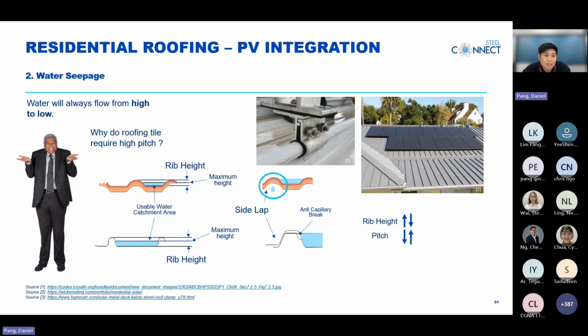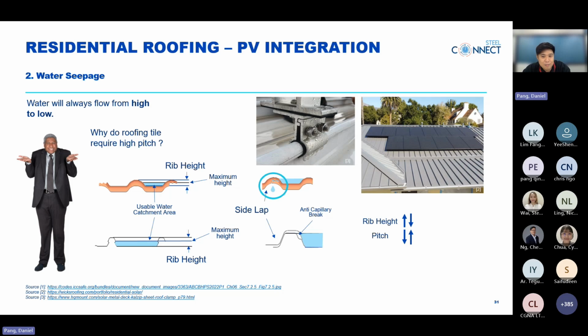This is what we call a rib height. Now, we add a little water to it. And where do you think the water will overflow and leak? So, over here, this is what we call a usable water catchment area. With this laid, now we can see where the maximum height is. But actually, what does it mean?